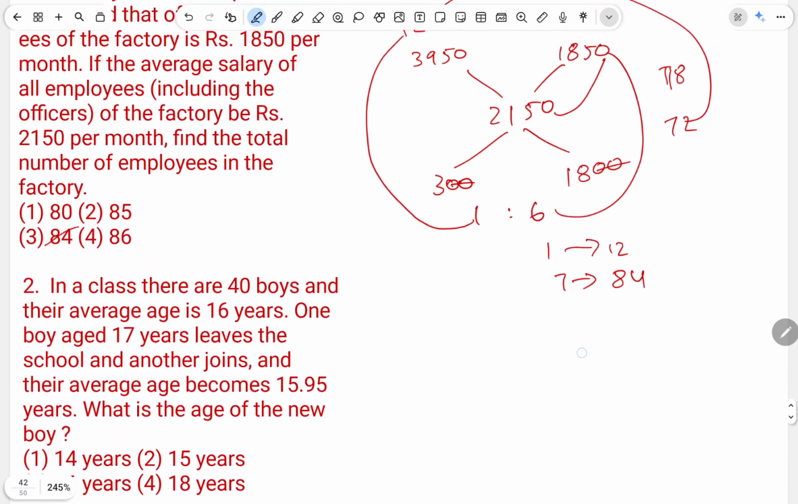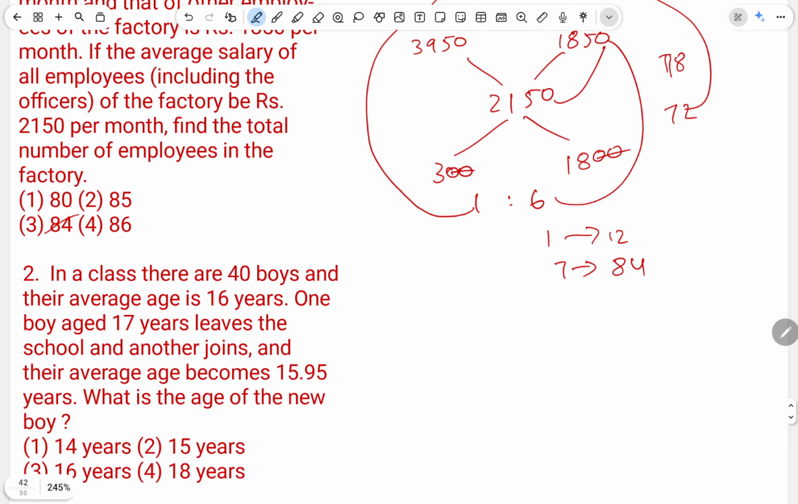Anyway, next question. In a class there are 40 boys and their average age is 16. One boy aged 17 years leaves the school and another joins and their average becomes 15.95 years. What is the age of the new boy? So they are saying that in a class of 40 boys, their average is 16 years. One boy aged 17 leaves and another joined. So now there is no change in the number of boys, but there is a change in average. So how much decreased? 0.05 decreased.